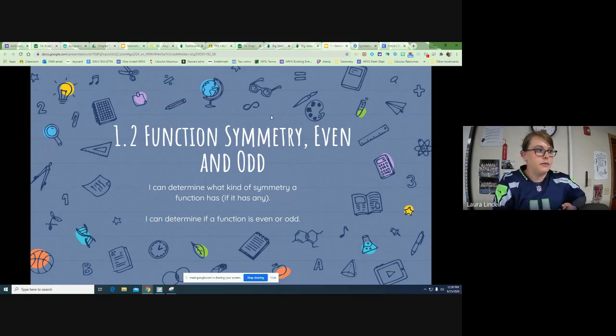So we're going to be able to determine what kind of symmetry it has, if it has any symmetry at all, and determine if a function is even or odd. So if you've got stuff to take notes with, go ahead and grab that. I'm going to get a piece of paper and we'll get started.